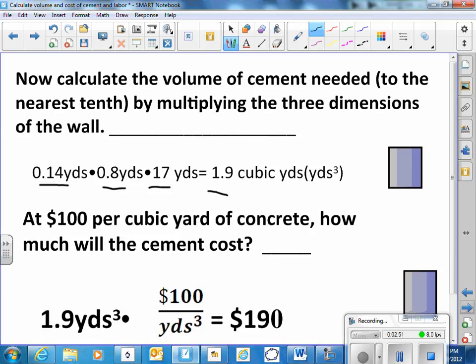And then if it costs $100 for every cubic yard, then I multiply 1.9 cubic yards times $100 per cubic yard. The units cancel, so we just have units of dollars. 1.9 times 100 is $190.